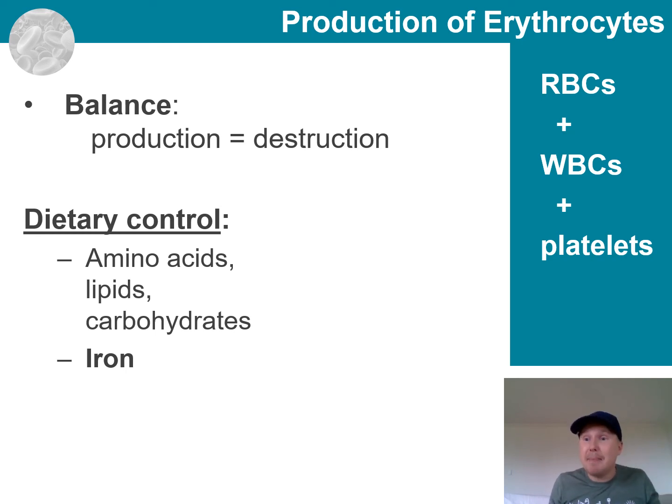Amino acids, lipids, and carbohydrates are needed for red blood cell production, and of course iron too. So while free iron is toxic, it is necessary for the body. Iron is stored in our body bound to proteins.